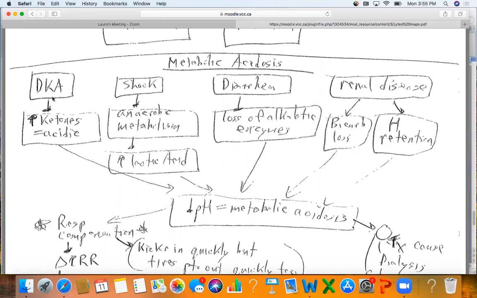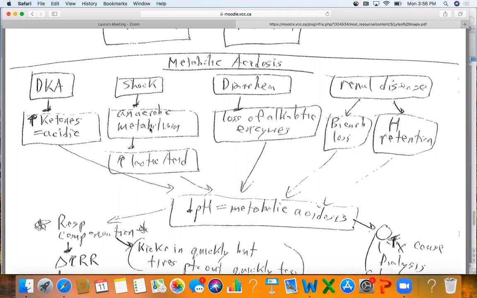So DKA is diabetic ketoacidosis. Basically, you're not getting sugar into the cells. You're not getting them energy. They find alternate ways to produce that energy, that produces a byproduct called ketones. You should already know this stuff. And ketones are acidic. Okay, that's going to lead to metabolic acidosis. Simple. It's a totally separate case.